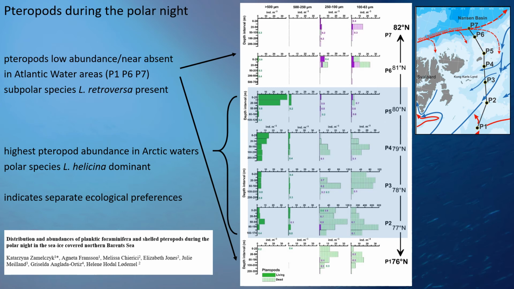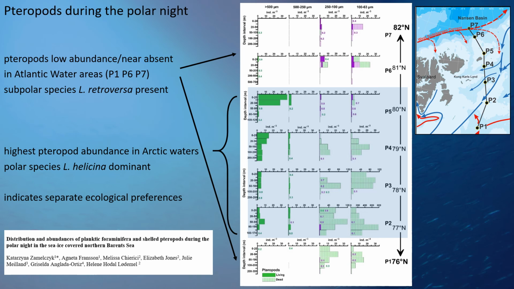During December, we had the opportunity to investigate the distribution and abundance of calcifiers in the water column. The plot on the right shows the different depth intervals and size classes of pteropods, the green bars, along the transect. Pteropods had very low abundance or were nearly absent in the Atlantic water influence stations, for example, P1, P6 and P7. For the organisms that were found there, the subpolar species Limacina retroversa was dominant.